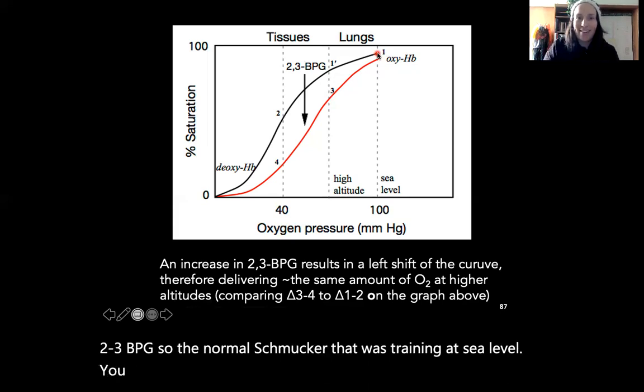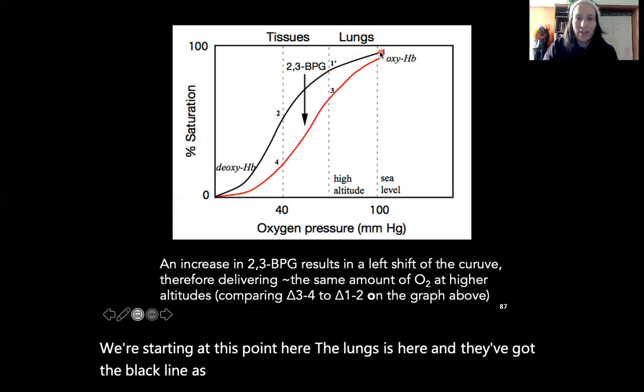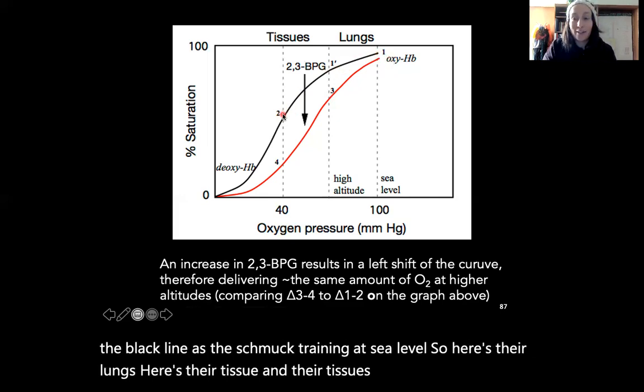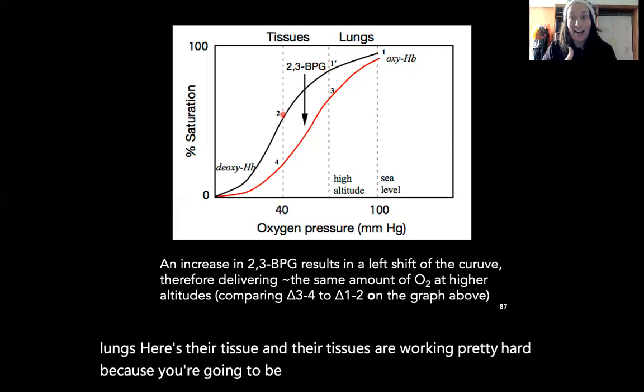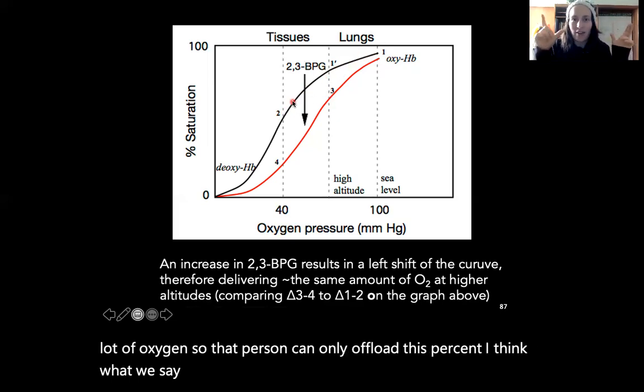So the normal person that was training at sea level, we're starting at this point here. The lungs are here, and they've got the black line as the person training at sea level. So here's their lungs, here's their tissue, and their tissues are working pretty hard because you're going to be running, you're going to be needing a lot of oxygen. So that person can only offload this percent. I think, what did we say? It was like 35% of oxygen.